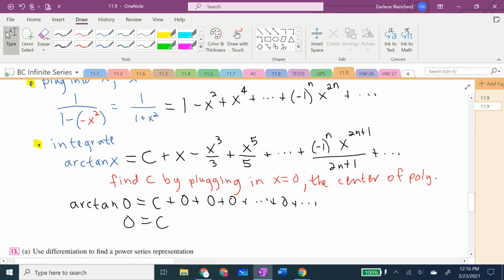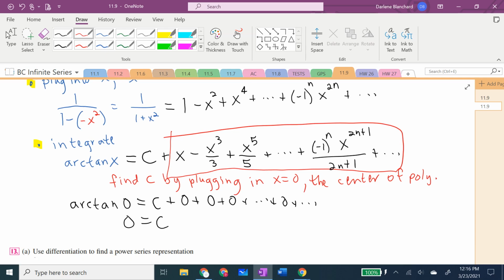As a final answer, I'm going to save us a little bit of time by saying that this is the answer to arctan x. We do need the interval of convergence.